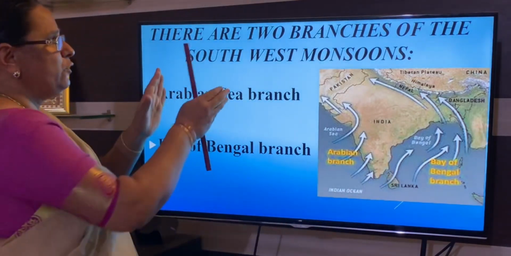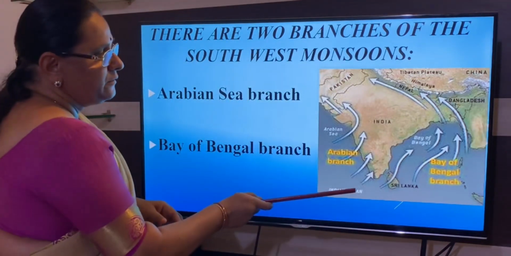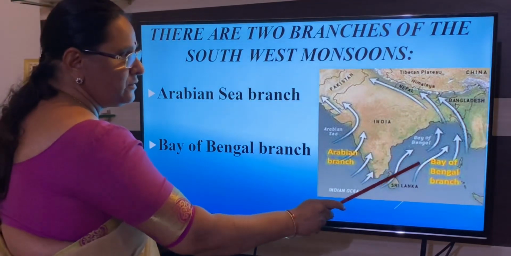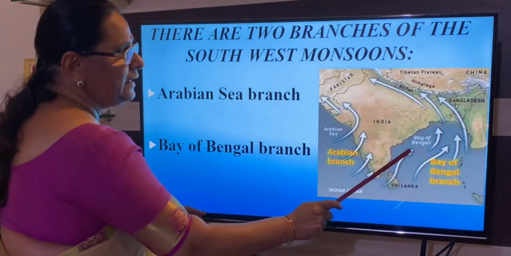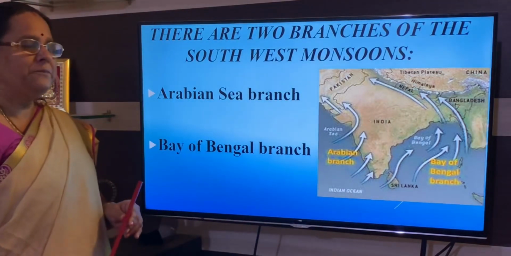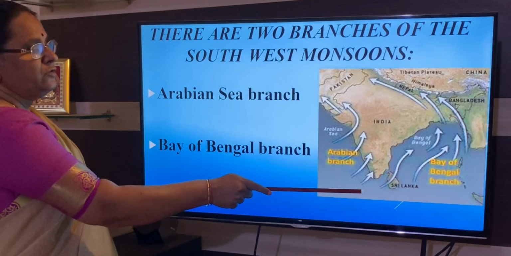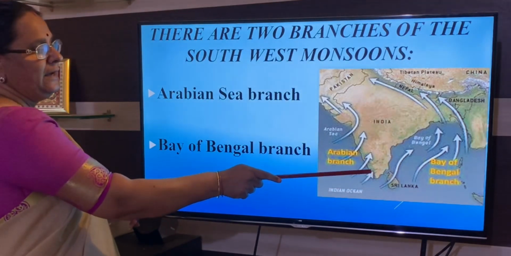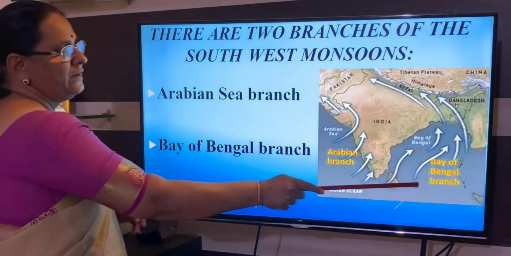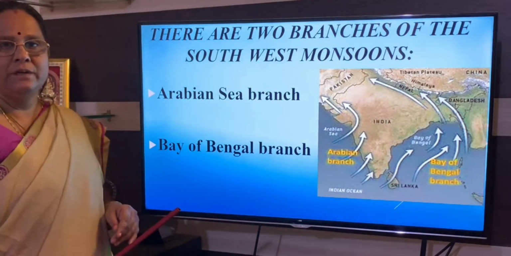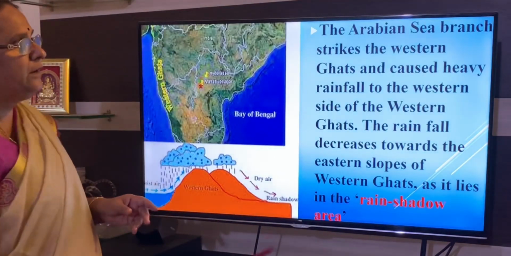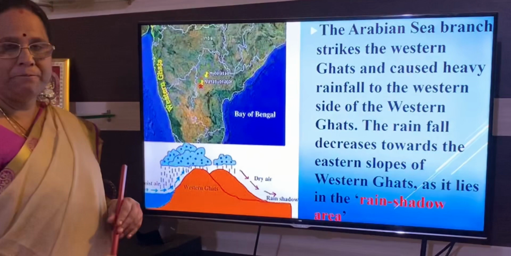So as the southwest monsoon wind is blowing towards India, it will be divided into two branches. One will be Arabian Sea, the other one is Bay of Bengal. Now see this picture clearly children here. Southwest monsoon wind is blowing towards India and it will be divided into two branches. One is the Arabian Sea branch, the other one is Bay of Bengal. Is that clear? Next we will learn about the Arabian Sea Branch.